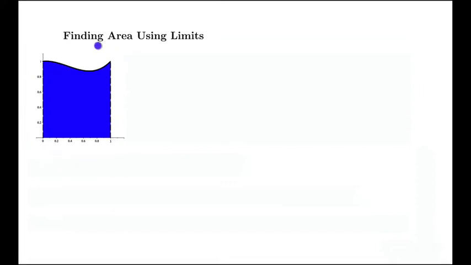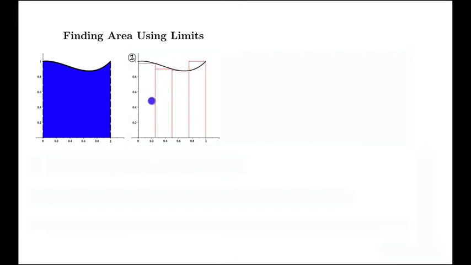The concept of being able to find the area of a region with a curved boundary like this one is to take the limit of approximations of this area as the approximations get better and better and better. Let's see if we can get an idea of how that happens.